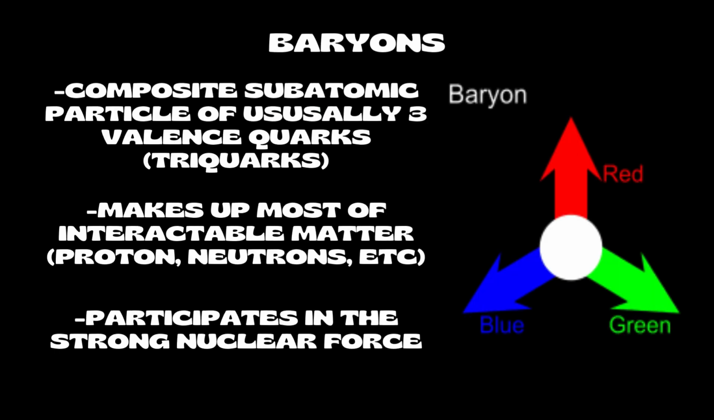Next up, we have the baryons, the particles that are both made of quarks and are fermions. Baryons are usually made of 3 valence quarks, hence the name triquark. They make up both protons and neutrons and are extremely common as a result. Baryons also interact with the strong nuclear force.